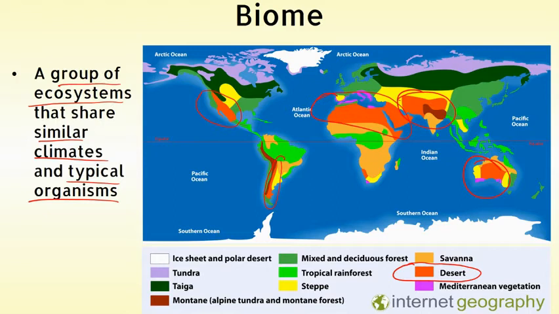So we see a desert biome in different parts of the world. And all that means is that in those areas, they have very similar climates, they have very similar organisms living there, and they share those similarities. Same thing when we look at other biomes that we might be familiar with. So we see tropical rainforest. We have tropical rainforests in South America, Africa. So those are different areas around the world where we see similar climate and similar organisms living there.